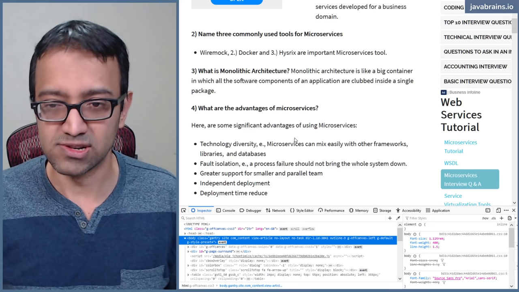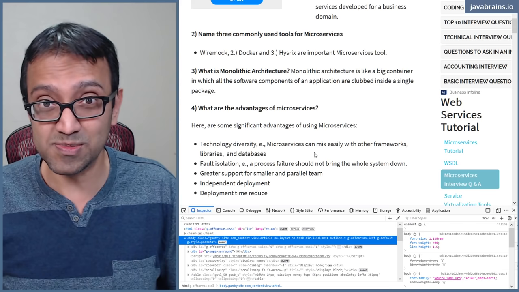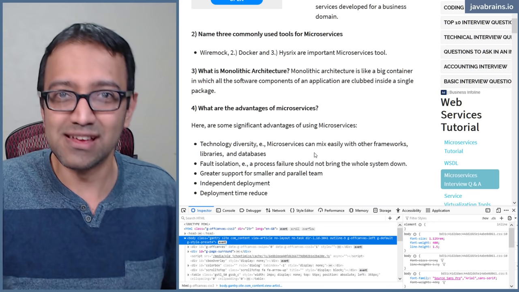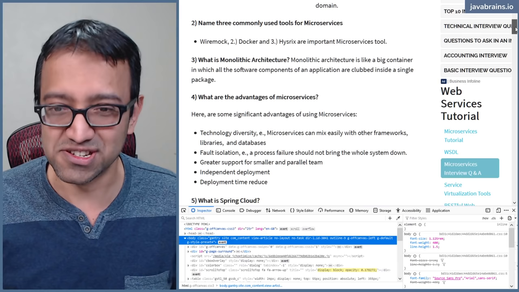Here's the thing though, if you're deploying everything from scratch, a set of microservices from scratch versus a monolith from scratch, it's probably faster to deploy a monolith than a gazillion microservices. But typically that's not what you're doing. You're deploying a small change. So that's why microservices wins in this context. All right, moving on, next question.